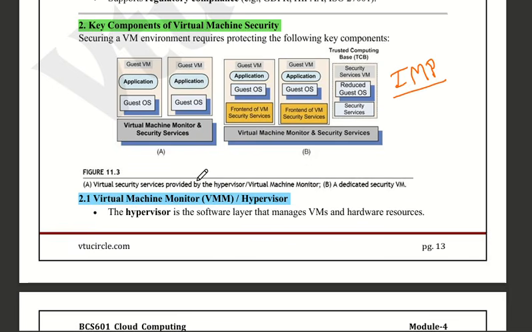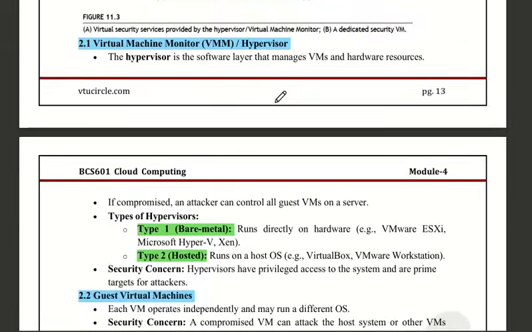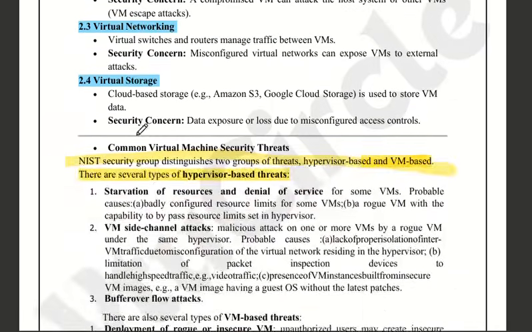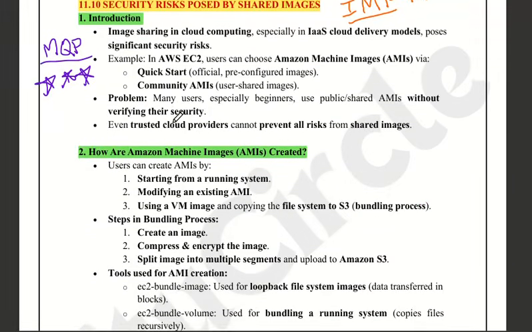Then let's see the key components of security. There are two block diagrams. The first one is virtual security service provided by the hypervisor or VMM, and the second one is a dedicated security VM. Just practice this diagram. Let's see the next topic. Again, parameters are there, you just go through that.